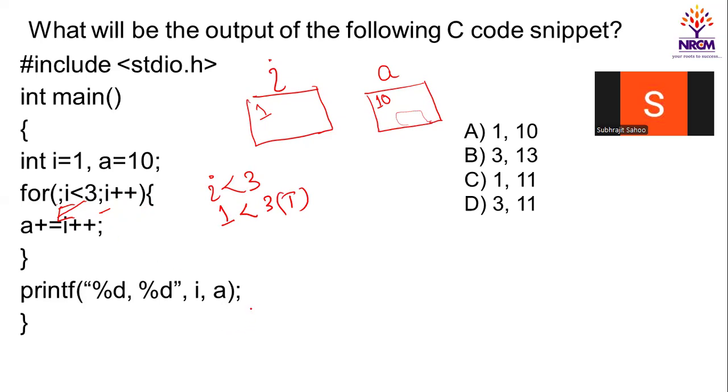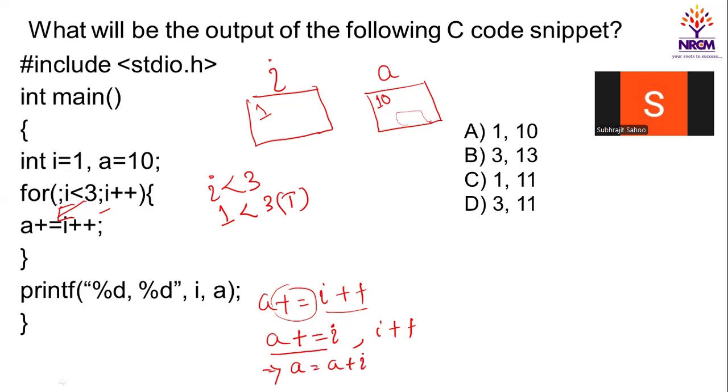What is the block of statement saying? A plus equal to I plus plus. Very simple. This is called a compound operator. This is I plus plus, post increment. What is the meaning of I plus plus? First the value, then increment. First value, the value is I. Then I plus plus will be done. Right? So the meaning of this is simple, sir: A equal to A plus I, then I plus plus. Right?